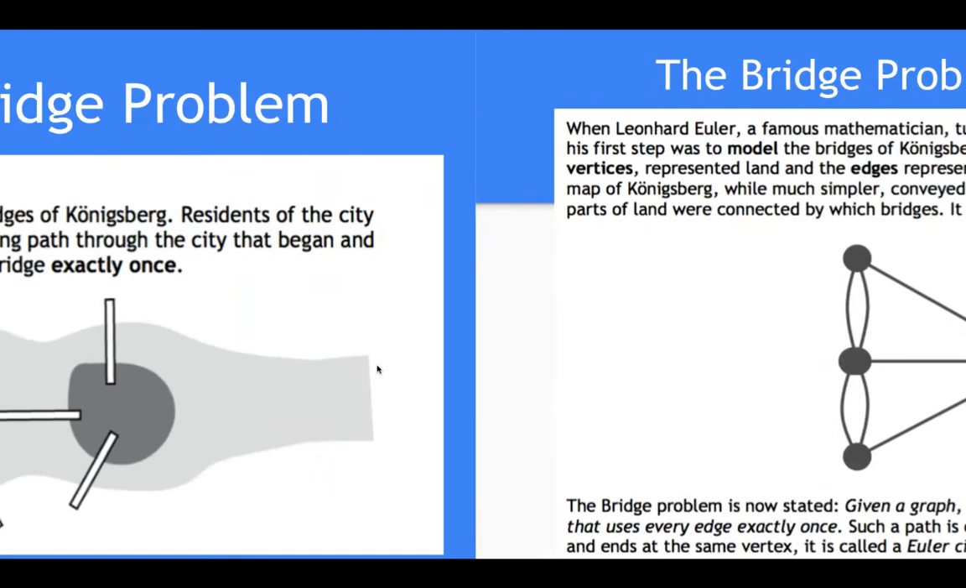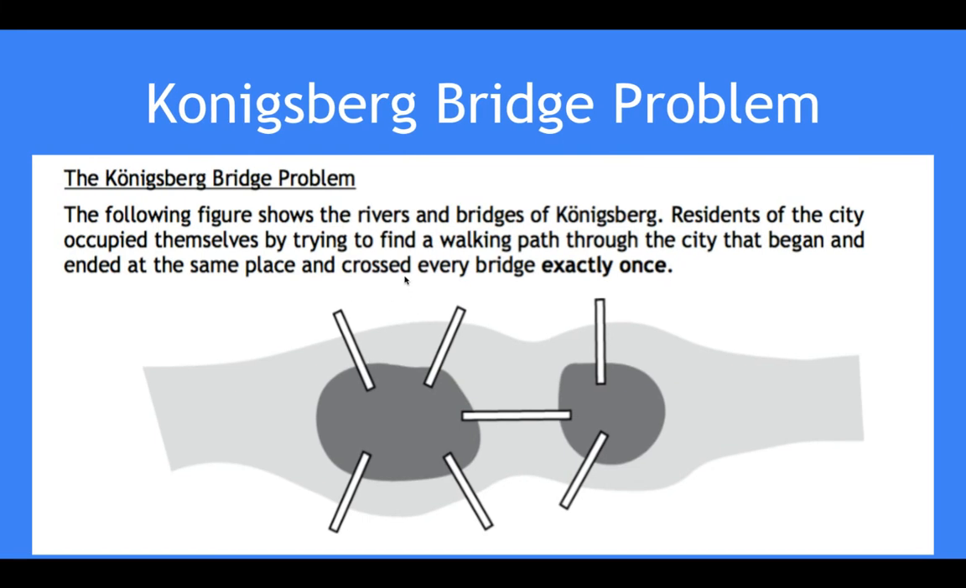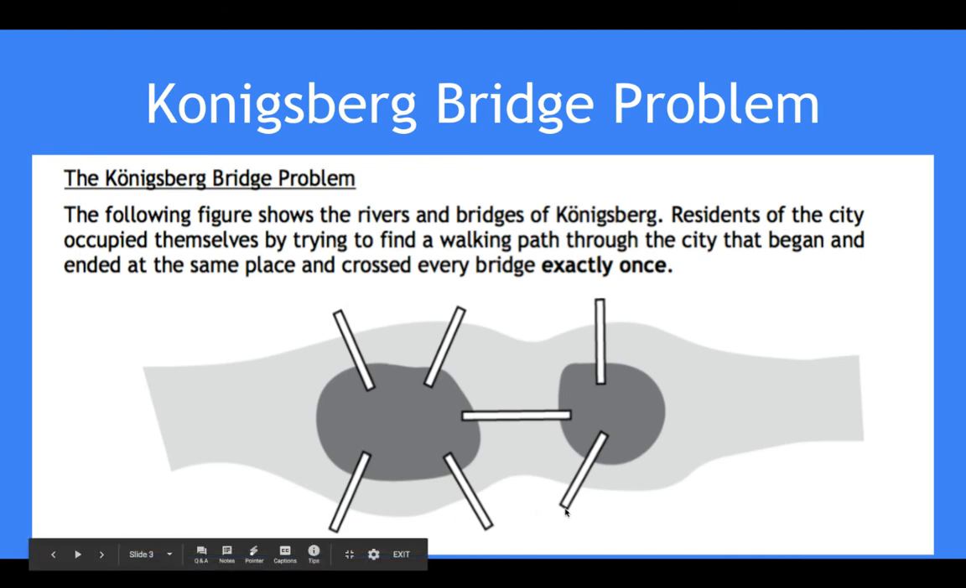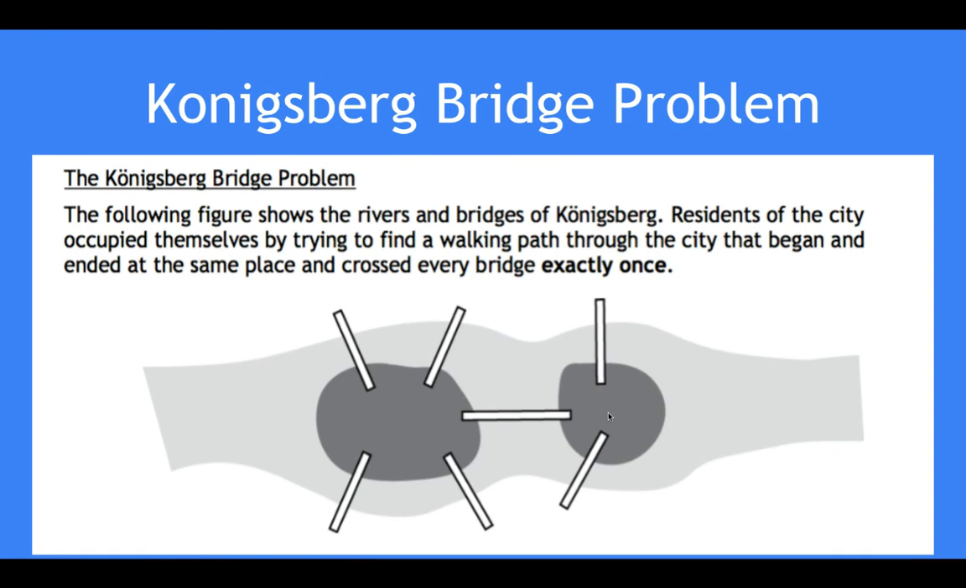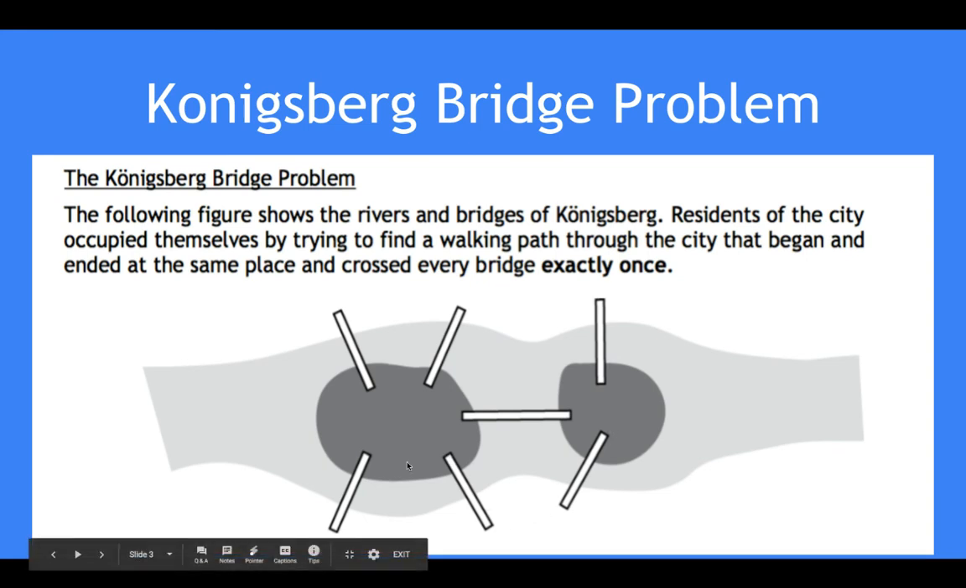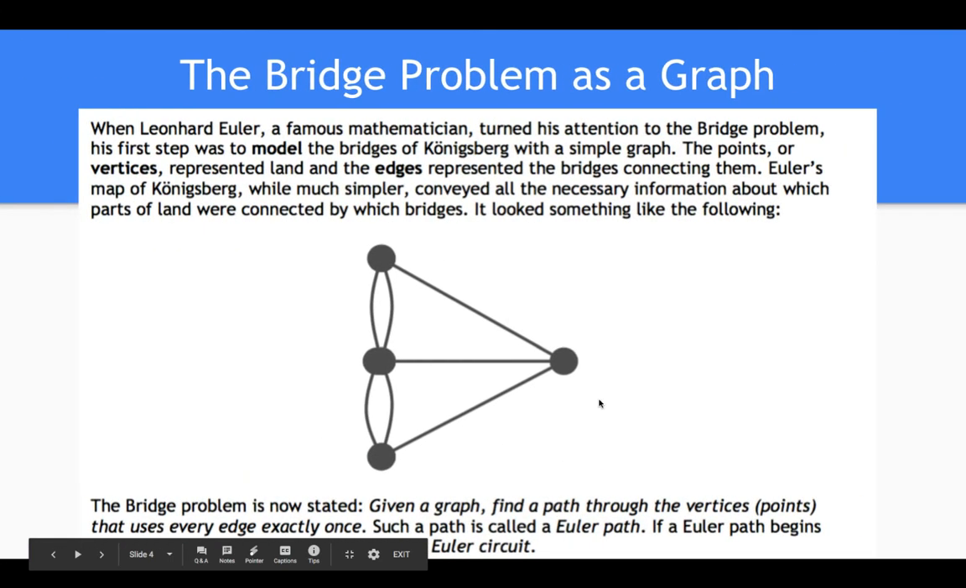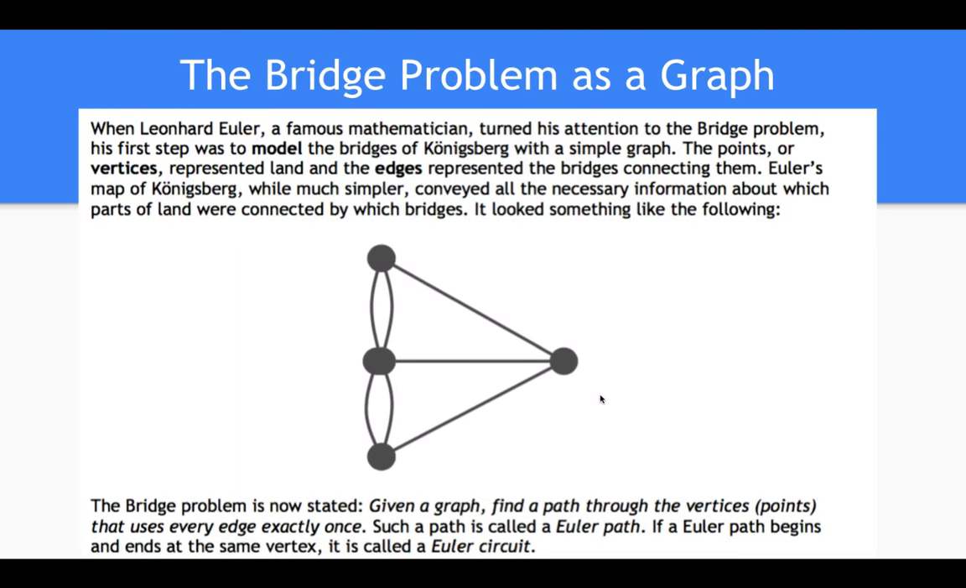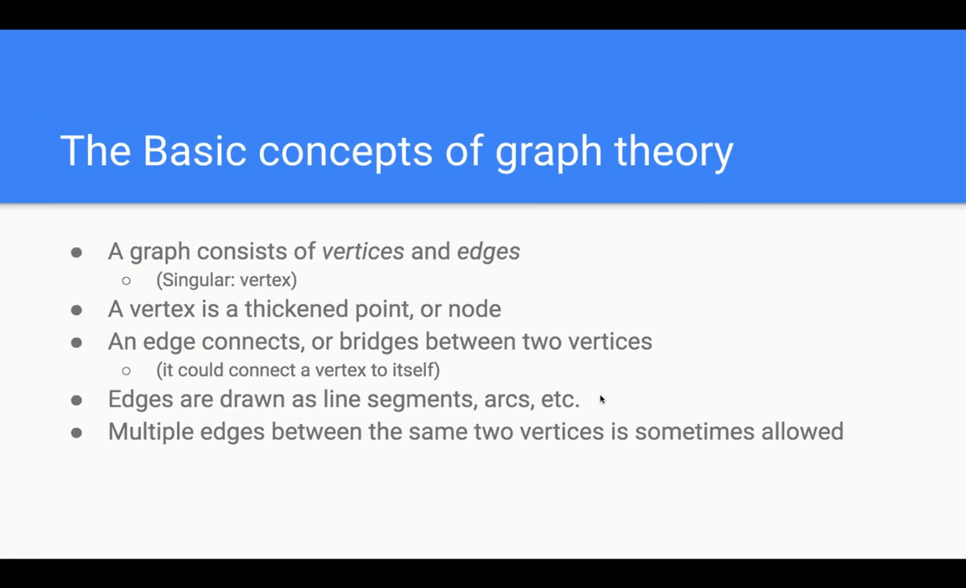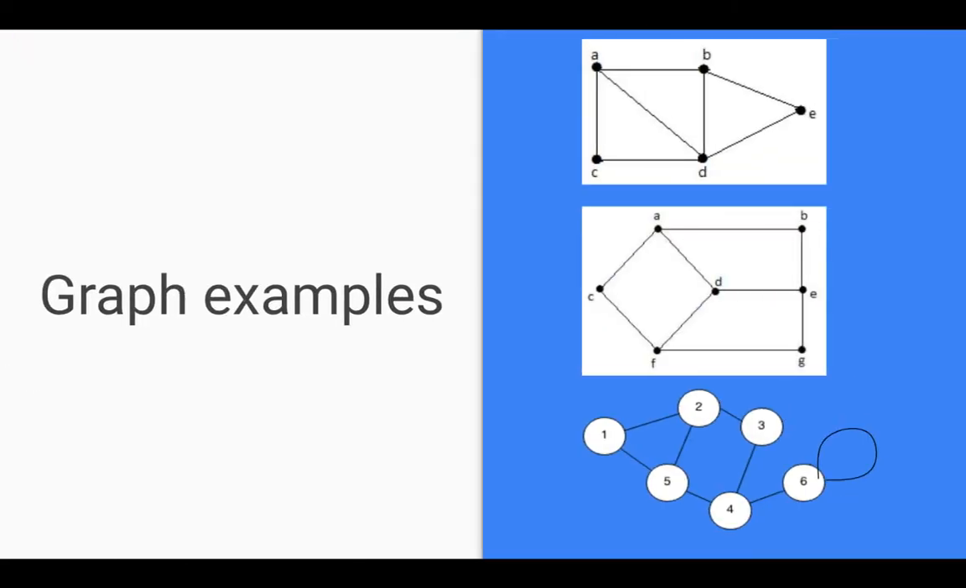If you want to look back even further, this particular side of the river would be a vertex. The island here would be a vertex. This side of the river would be a vertex, and this island would also be a vertex. And all these bridges would go to that one vertex, the south side of the island. And it looks like this as a graph. Those are the definitions, and let's look at some examples.